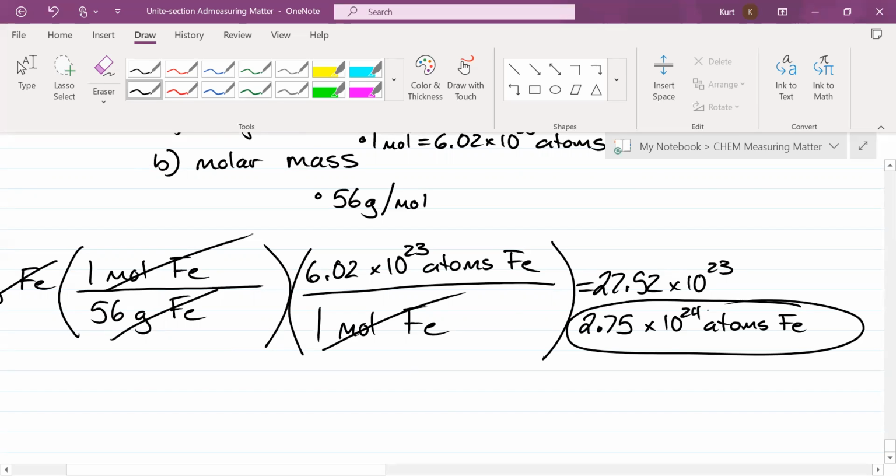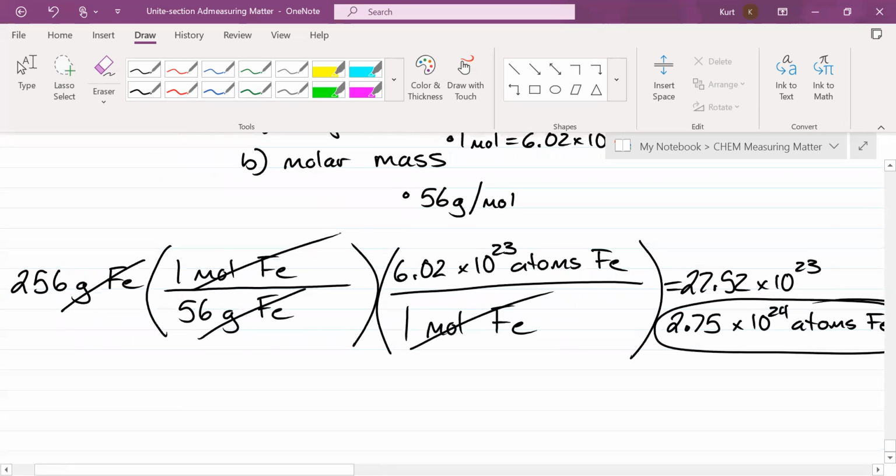Did you guys get that? Yes, Arshawn. At the beginning, you said it was 250 grams. That would have been 2 sig figs. That would have been 2.8.